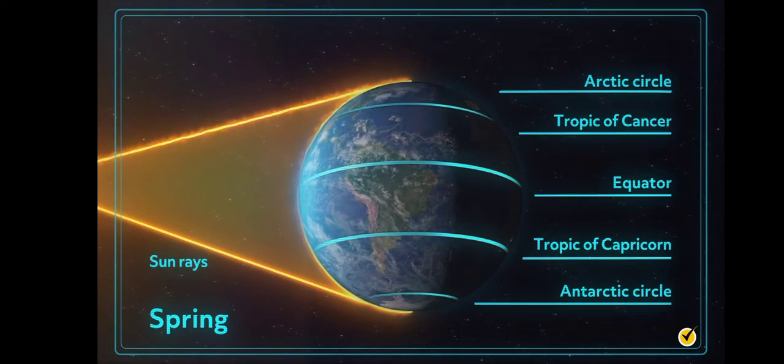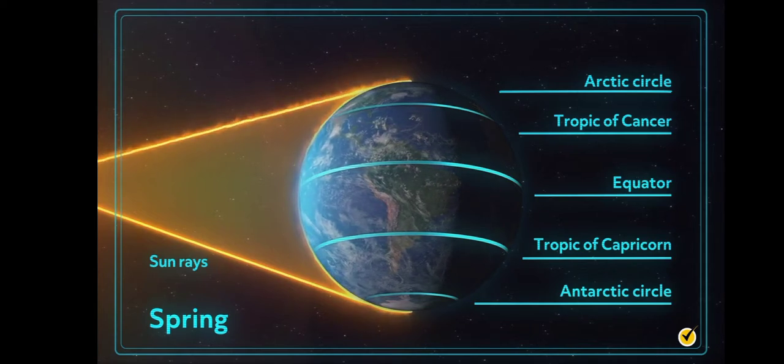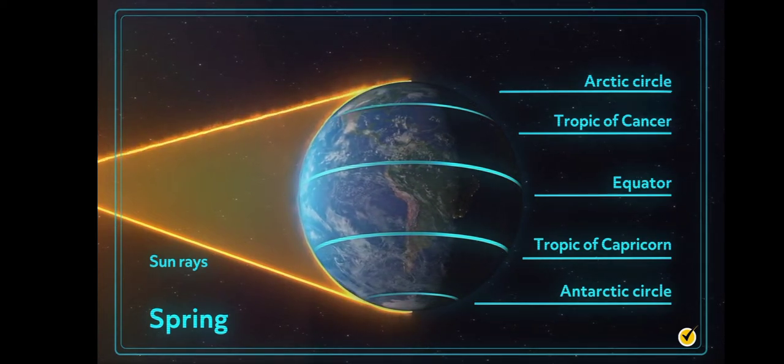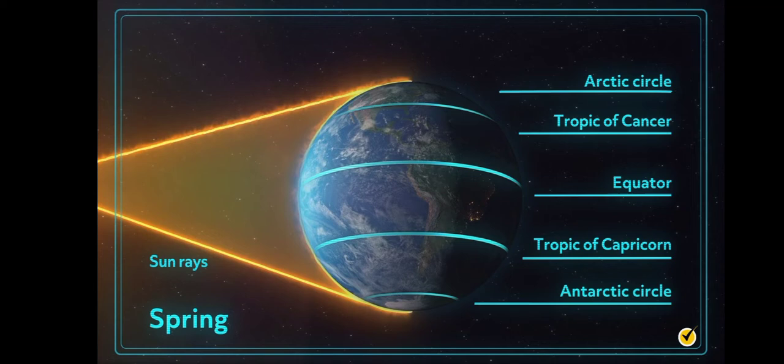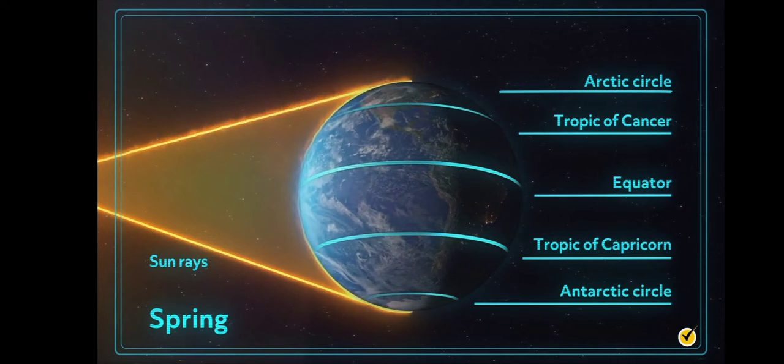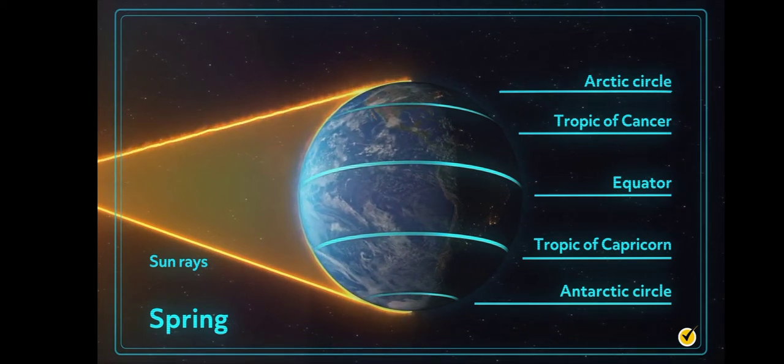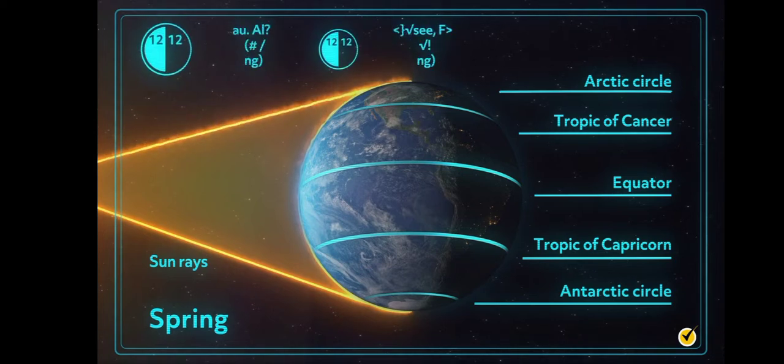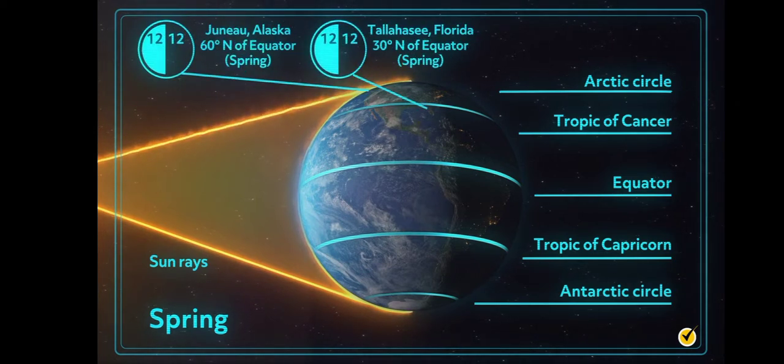One thing I want to point out from this image is the amount of daylight that we experience in the springtime. Because Earth is tilted on its axis at this point, not tilted toward or away from the Sun, all areas of the globe will receive equal amounts of daylight and darkness, 12 hours of each.